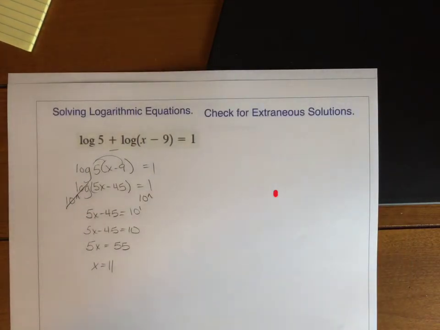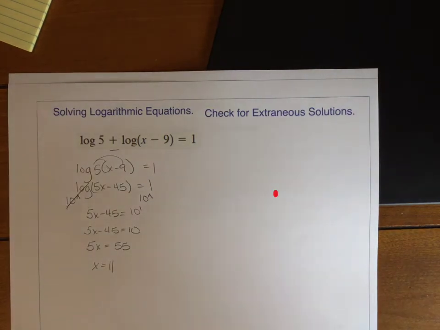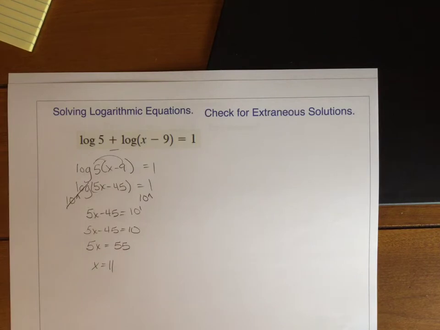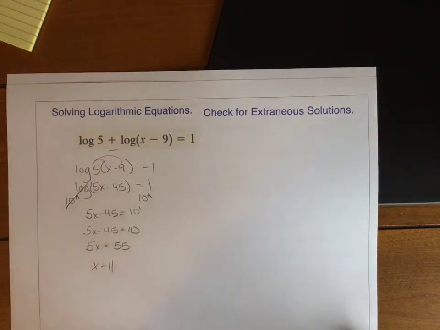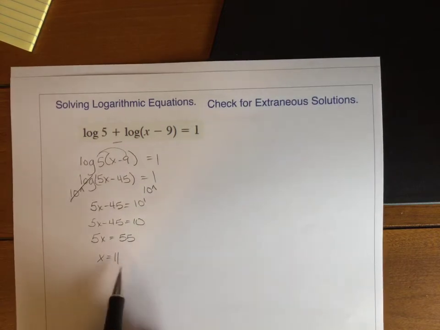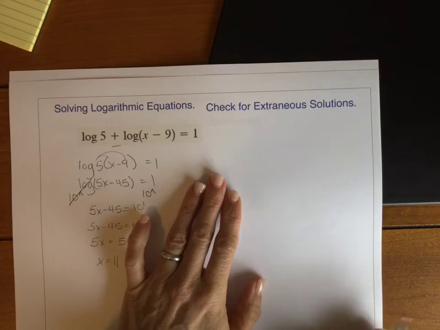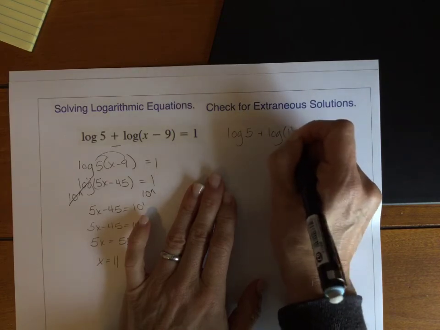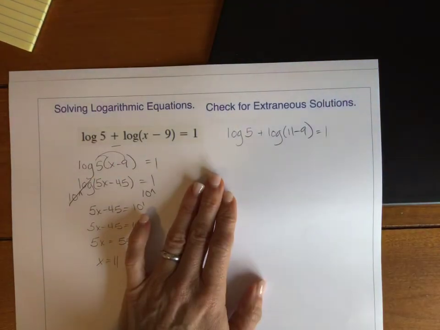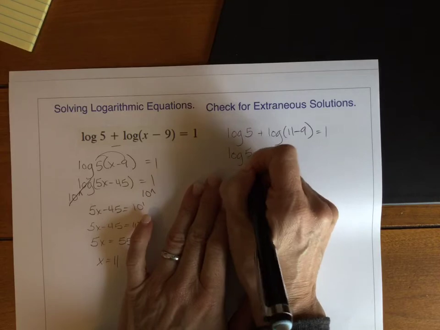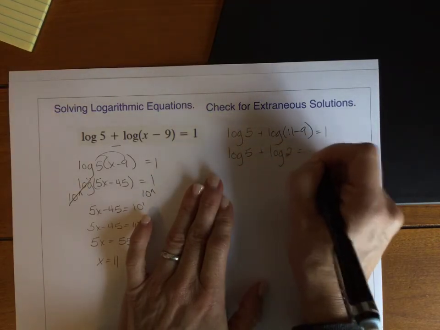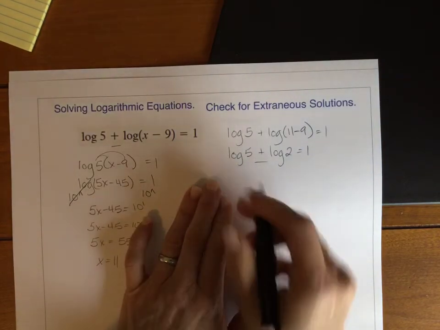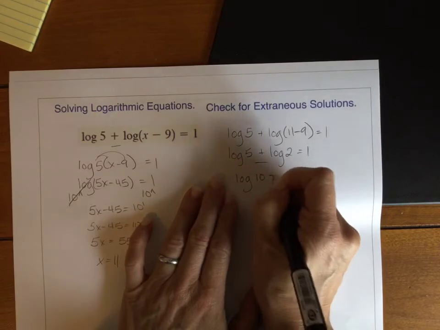Now it said at the top of this slide to check for extraneous solutions. So I don't know if you remember other cases we've checked for extraneous, that usually extraneous happens when I have x in two places. So I don't expect this to actually be an extraneous problem, but we're going to check. So how do I check for extraneous? I'm going to take the value of 11, put it in for x into the original equation. So we have log 5 plus log of 11 minus 9 equals 1. That becomes log 5 plus log 2 equals 1. This is still multiplication, so 5 times 2 is 10. We have log of 10 equals 1.